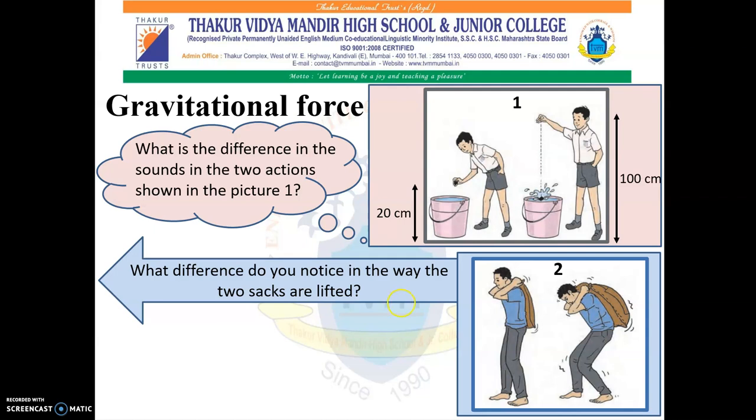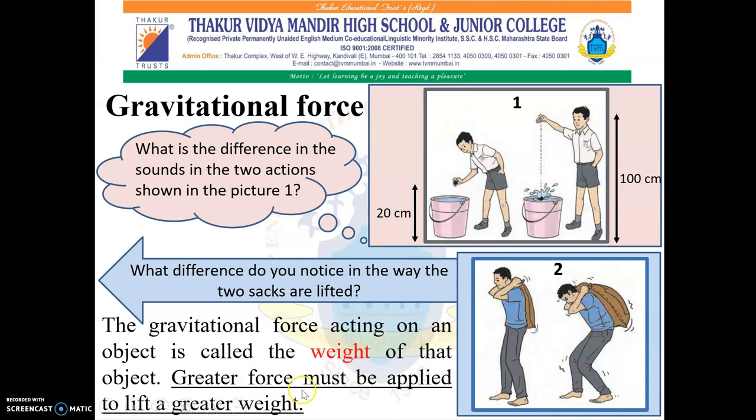The gravitational force on the empty sack is less as compared to the sack which is heavy. The gravitational force on the bigger sack is greater. In other words, the bag weighs more. The gravitational force acting on an object is called the weight of that object, and greater force must be applied to lift a greater weight, and that is why in the second case here more force has to be applied.